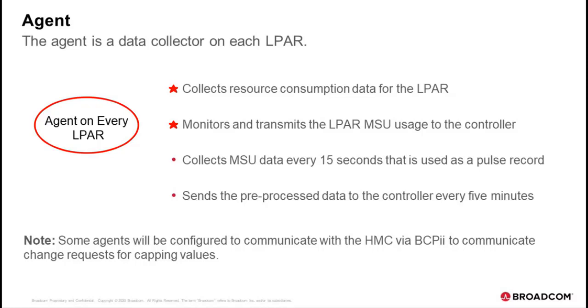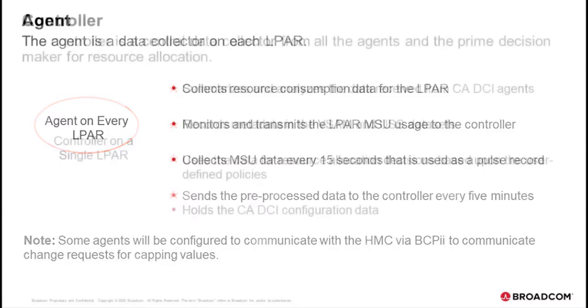Agents communicate with the controller via TCP/IP. The agent on each LPAR collects MSU data every 15 seconds and sends records to the controller. This is used as a pulse record. The accumulated 15-second data is saved in the agent address space. The agent sends the pre-processed data to the controller every 5 minutes. Some agents will be configured to communicate with the HMC via BCPii to communicate change requests for capping values.